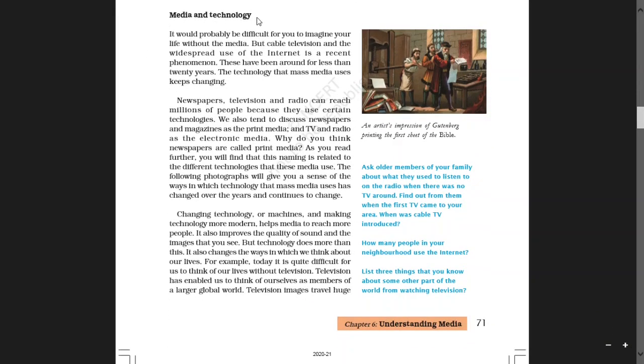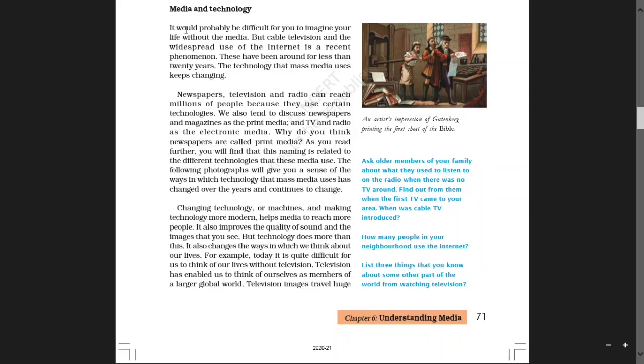Media and technology. Media, I have already told you, is the main means of mass communication, and technology means scientific knowledge. Let us see about this again. It would probably be difficult for you to imagine your life without the media. So, boys, it would certainly be difficult for you to imagine your life without the media.